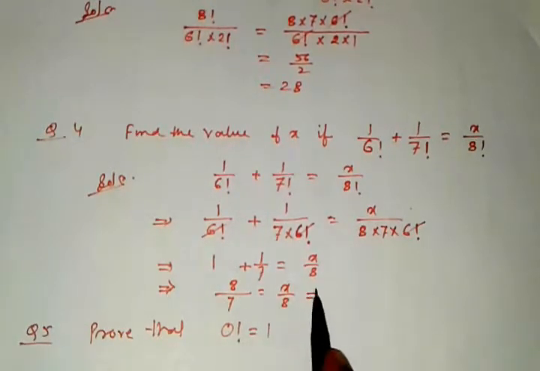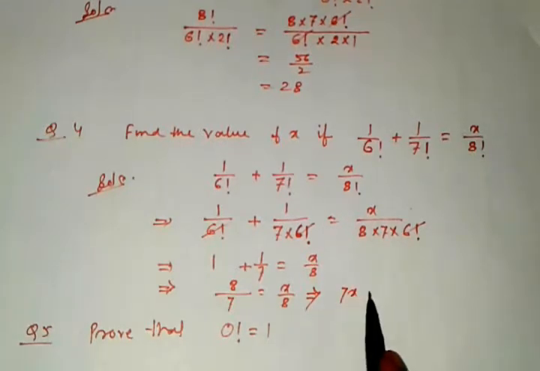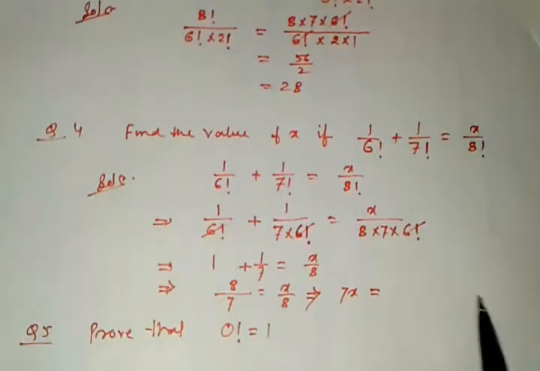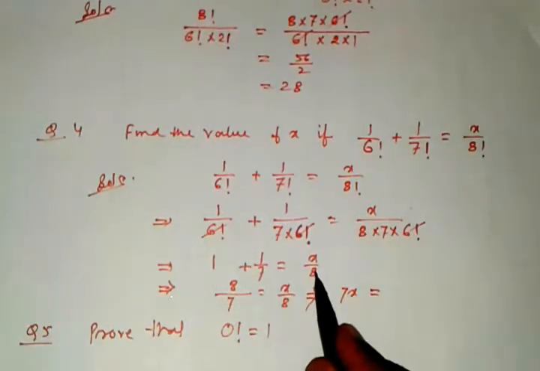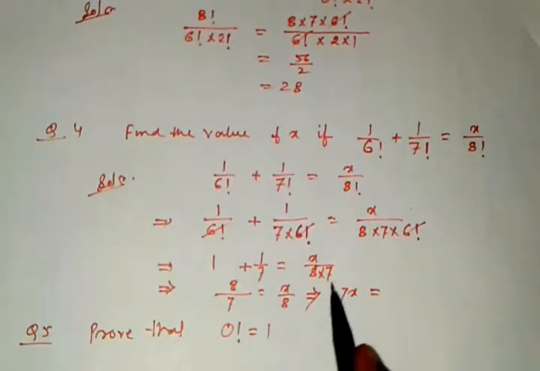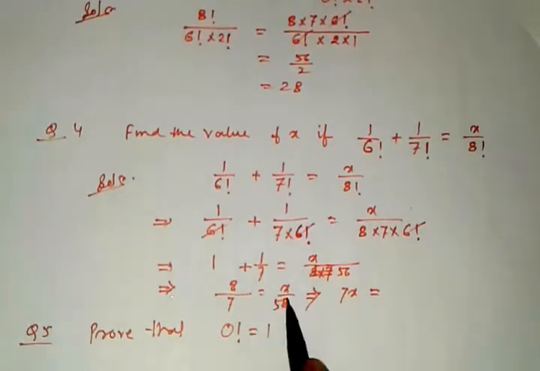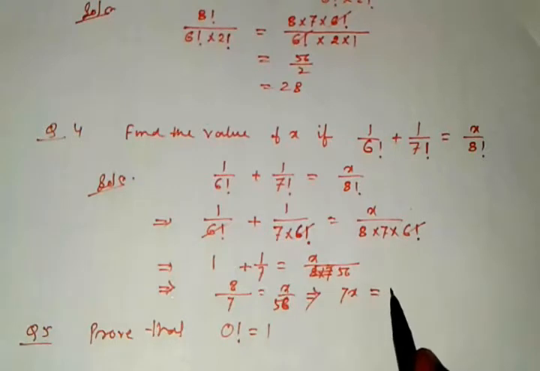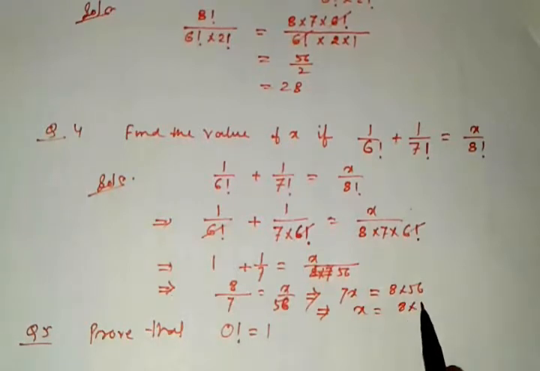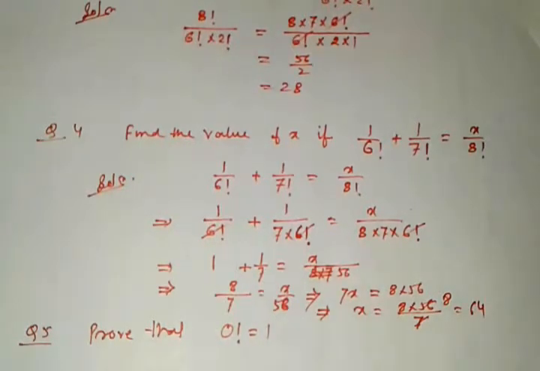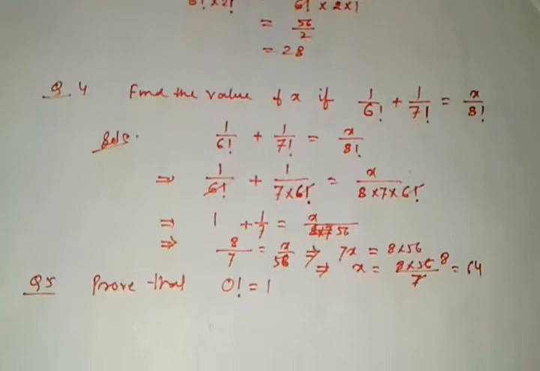7x is equal to 8 into 1, that is 8 into 7 is 56. Therefore 7x is equal to 8 into 56. From this we can write 8 into 56 by 7. This is 64. Therefore x is equal to 64.